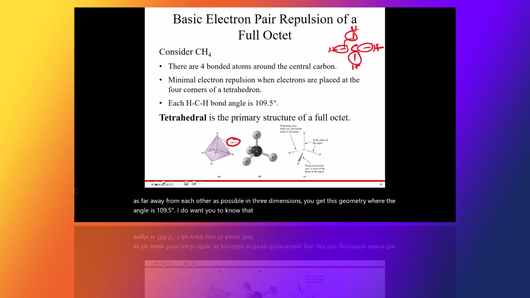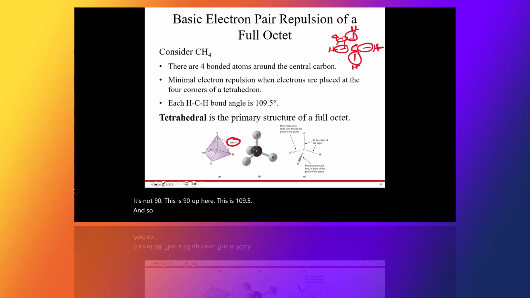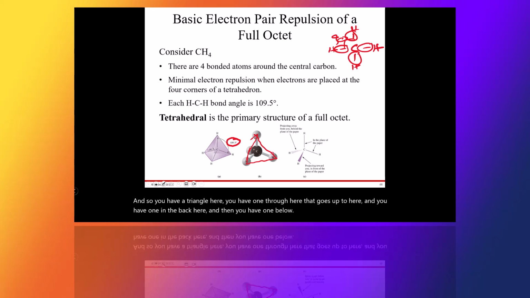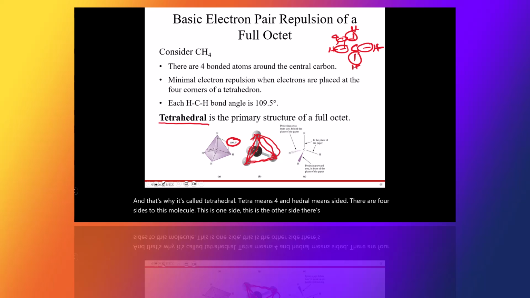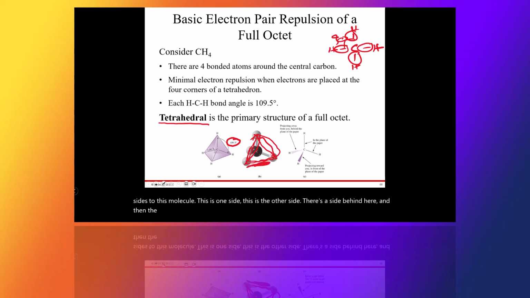It's not 90. This is 90 up here. This is 109.5. And so you have a triangle here. You have one through here that goes up to here, and you have one in the back here, and then you have one below. And that's why it's called tetrahedral. Tetra means 4, and hedral means sided. There are 4 sides to this molecule. This is one side. This is the other side. There's a side behind here, and then the side beneath.